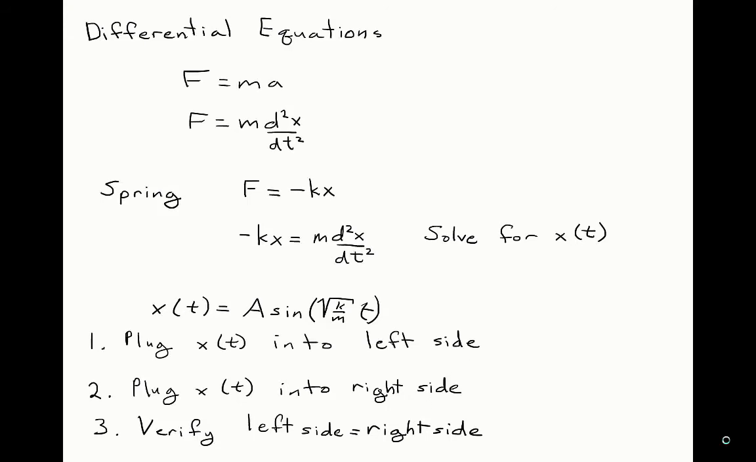Okay, I'm going to go over what it looks like when you plug all of these in. So first one, that's easy, just multiply minus k times x of t. Easy peasy. Next one, so we need to find m d squared x dt squared.